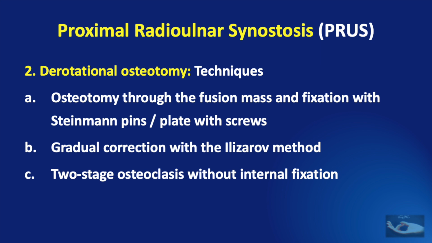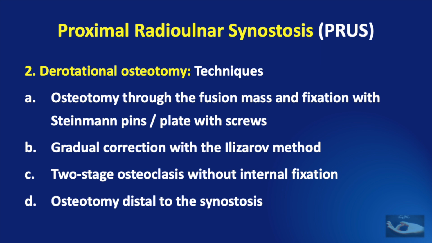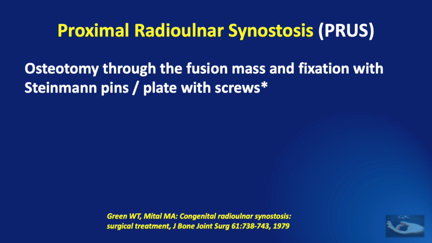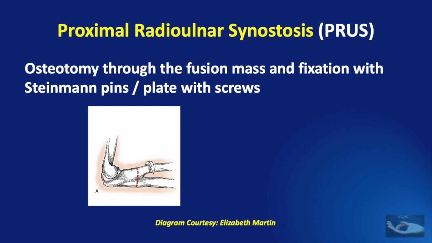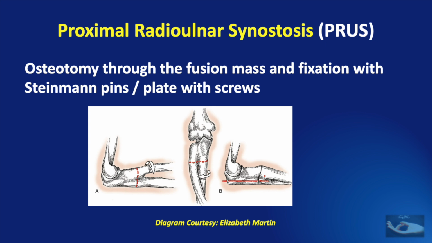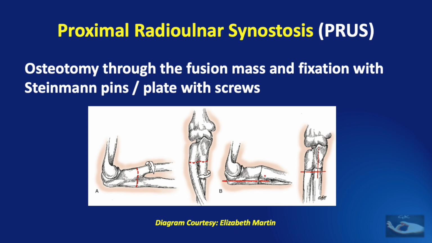The third technique is two-stage osteoclasis without internal fixation. And finally, we could also do an osteotomy distal to the synostosis. We shall now see how the procedure of osteotomy through the fusion mass and fixation is done. This procedure has been described by Green and Mittal in 1979. The principle behind this technique is that an osteotomy is done through the fusion mass, the desired position of rotation is attained, and the new position is maintained by one longitudinal K-wire and one transverse K-wire that is incorporated into a cast.